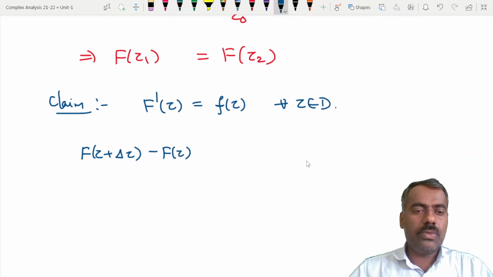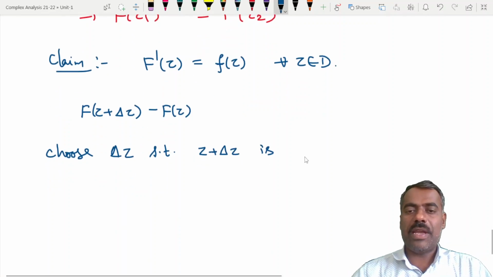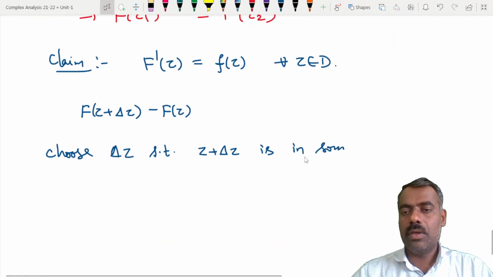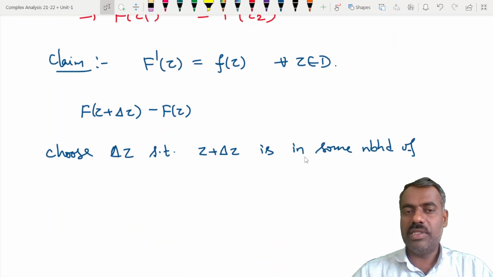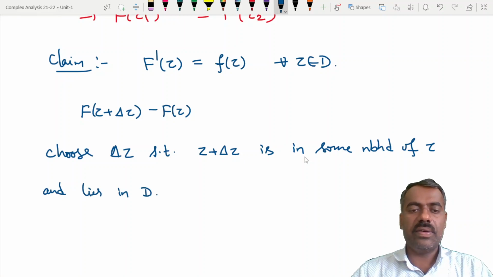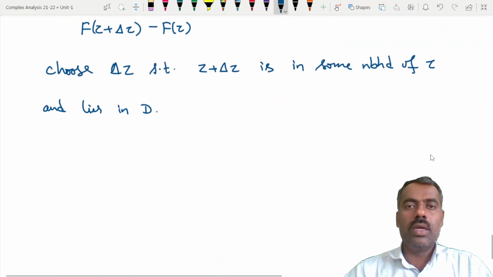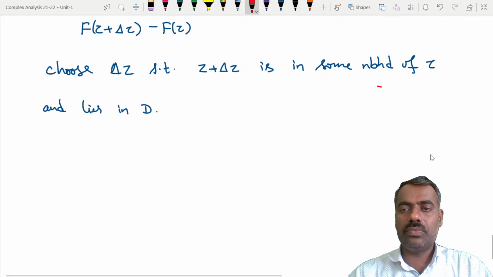Okay. So choose delta z in such a way that z plus delta z is in some neighborhood of z, and this z plus delta z lies inside D.